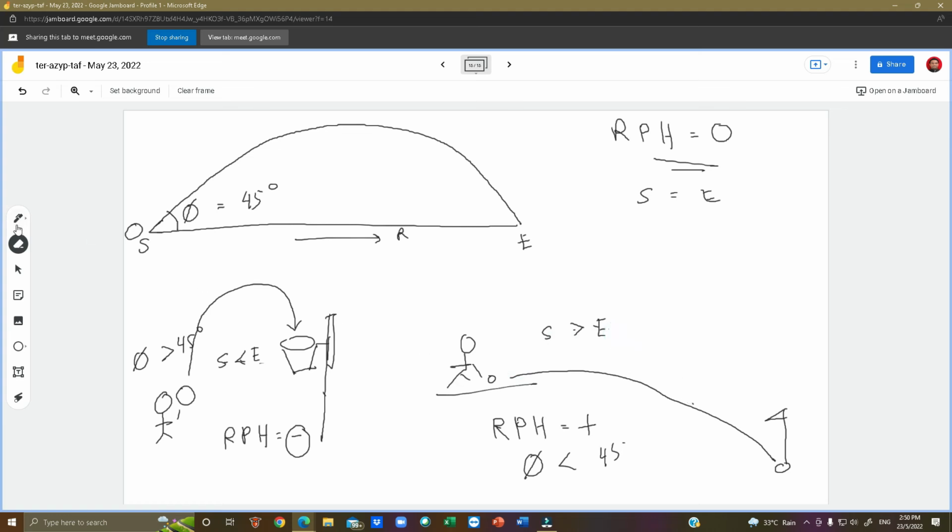Okay, so in RPH equals to 0, 45 is the best angle. Jadi saya tunjuk kenapa. But not to RPH negative and RPH positive. Ini adalah dua benda yang mempengaruhi range of projection. Okay, angle and relative projection height.